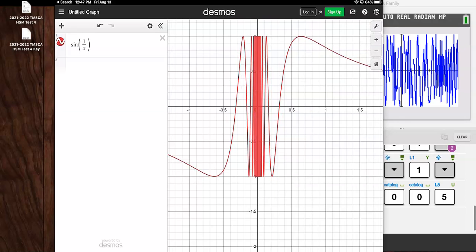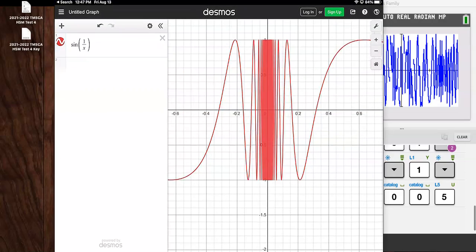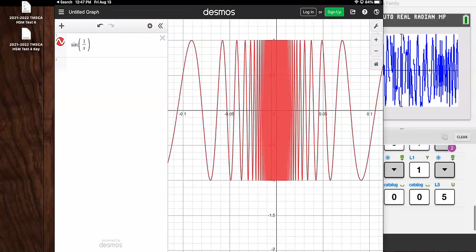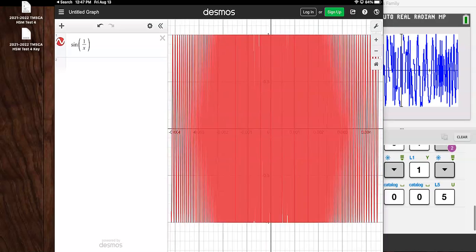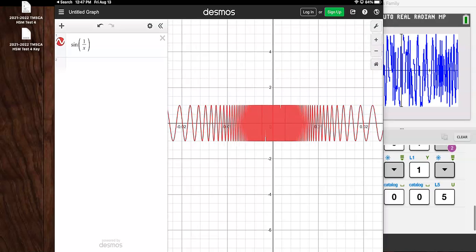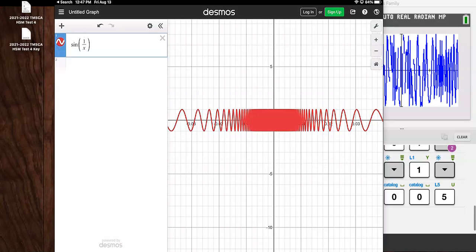So that is what's happening, that red blob. I'm trying to stretch this out, and it doesn't know what's going on. Now I can't even do anything. But this is called a discontinuity by oscillation.